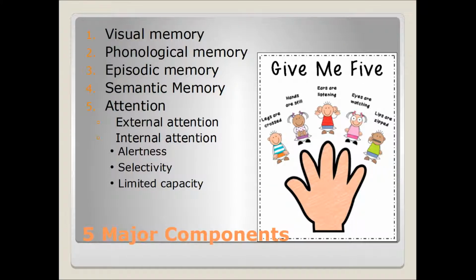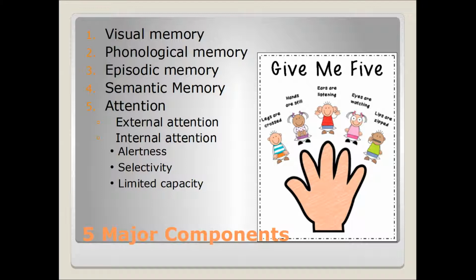LaBerge and Samuels explained 5 major components to this model. The visual memory is where graphic input from the text is processed, such as letter identification of lines, curves, and angles. This information is processed in phonological memory, where sounds are connected to the visual images. Episodic memory follows, in which the context that surrounds the target information is recorded. Then semantic memory stores any other kinds of knowledge.